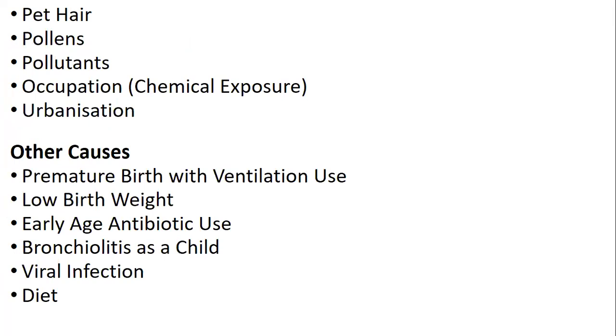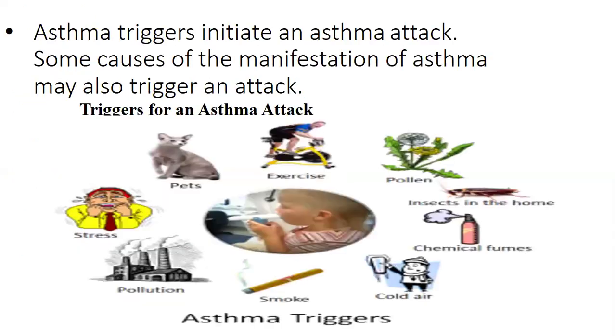Pet hairs, pollens, and other causes which may include premature birth, in that the child's lung system is not yet fully developed to defend itself against certain infections. Therefore, asthma can easily develop in such kind of children. Low birth weight, early age antibiotic use, as well as diet. It's very important. It can also cause this.